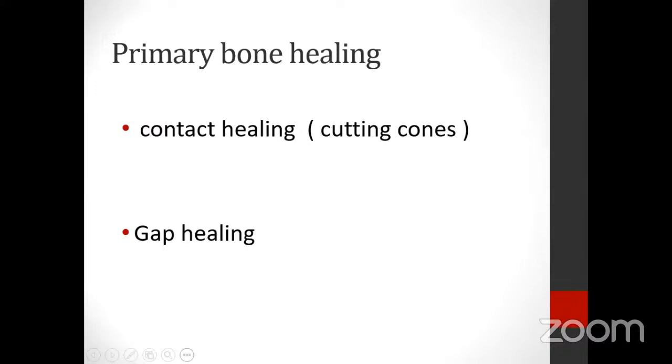Let's say if you have a transverse fracture of the radius and you fixed it with a plate. If you have a strain that is less than 2% and there was a direct contact healing, the bone healing that we'll have in this case is a primary one, but we call it the cutting cones primary bone healing, which means that you have rigid fixation, strain less than 2%, and the two bone ends are in contact.